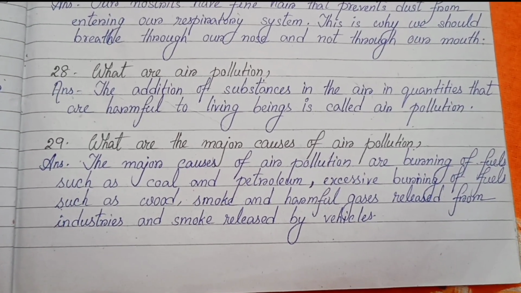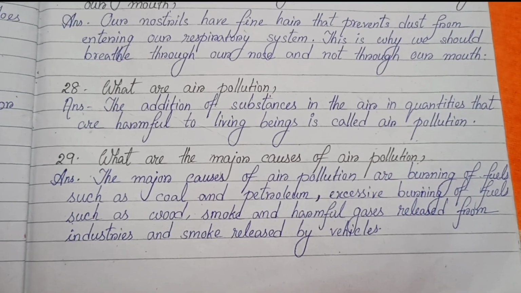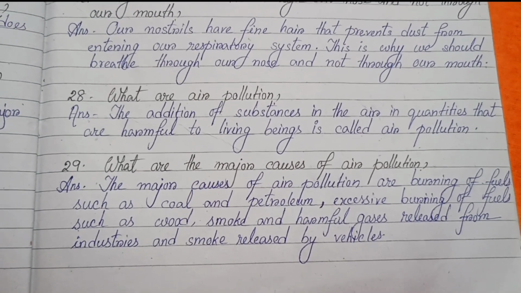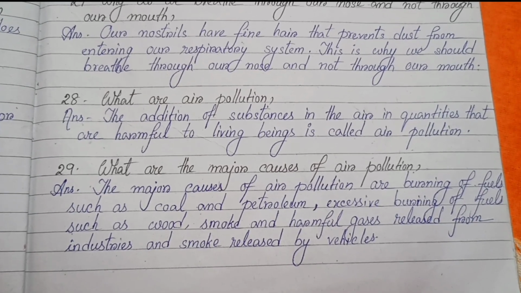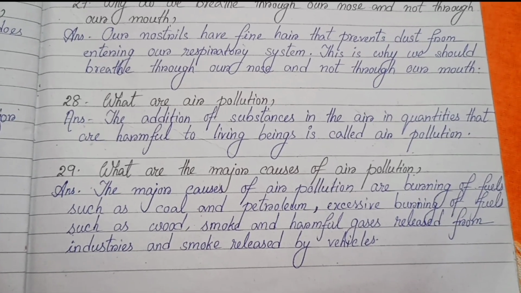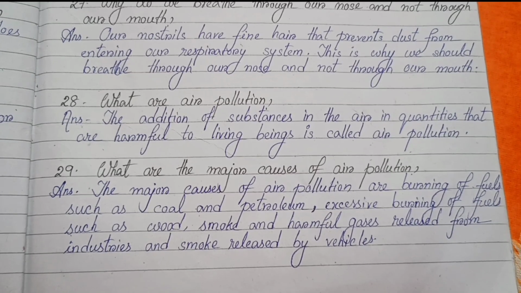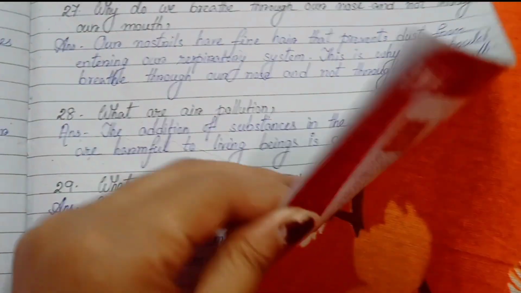29. What are the major causes of air pollution? The major causes of air pollution are burning of fuels such as coal and petroleum, excessive burning of fuels such as wood, smoke and harmful gases released from industries, and smoke released by vehicles.